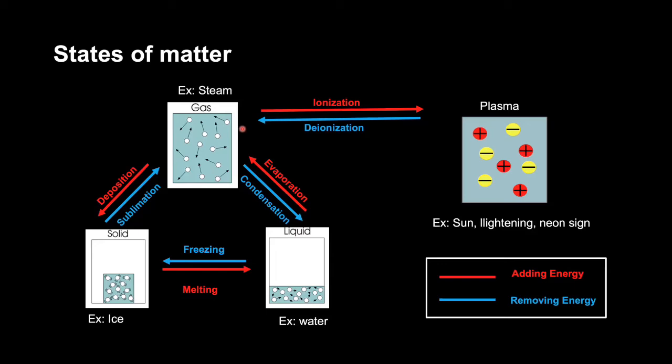Now we look at the fourth state of matter. That's called plasma. Plasma has what are called ions, basically charged particles that are positively or negatively charged. Those are moving around extremely fast, like a gas would. Examples of plasma are the sun, lightning, and even a neon sign. When we go from gas to plasma, we call that ionization. And when we reverse that, going from plasma to a gas, we call that deionization.